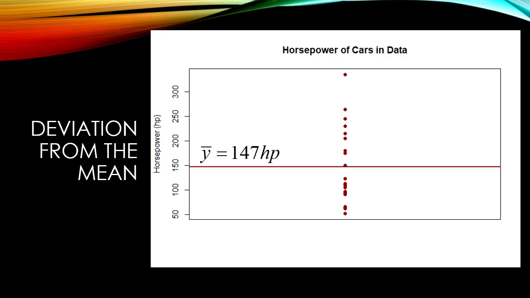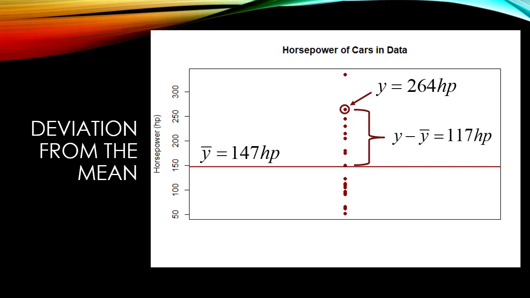A deviation from the mean is simply a distance from the mean, so this line helps us identify the deviations for this set of scores. Some of the points are near the line so that they have small deviations. Others are some distance away with larger deviations. Let's pick one of these points. How about this one? This is an automobile that has 264 horsepower. The deviation from the mean is 264 minus 147, which is 117 horsepower. That is, this automobile has 117 more horsepower than the average of this set of automobiles.